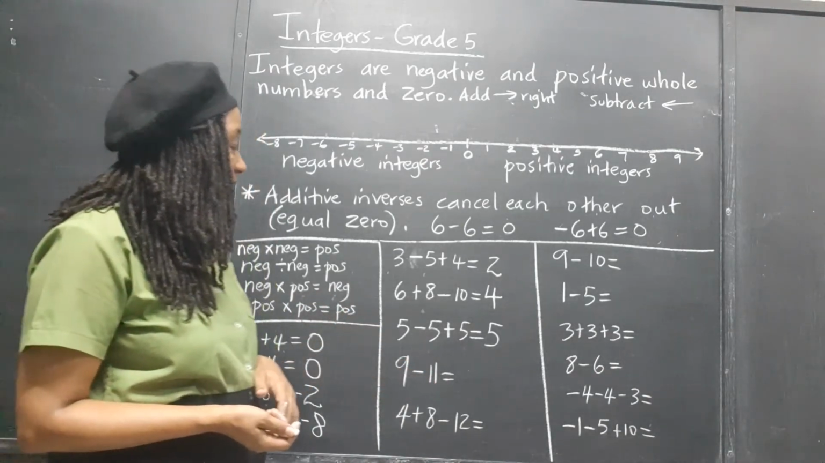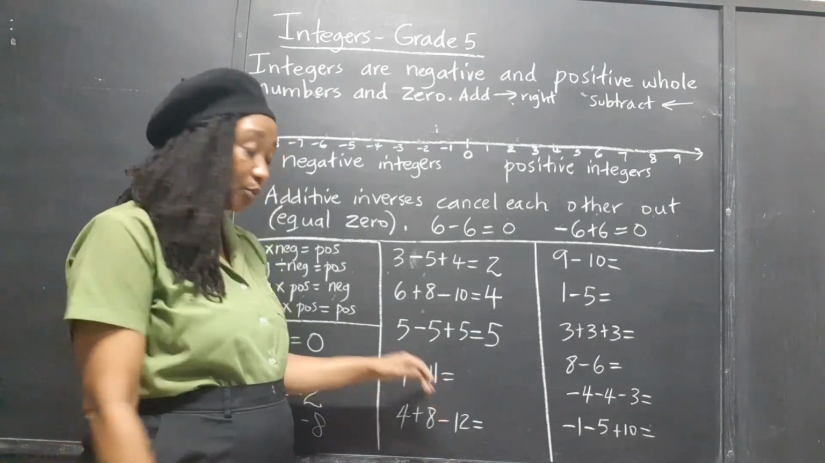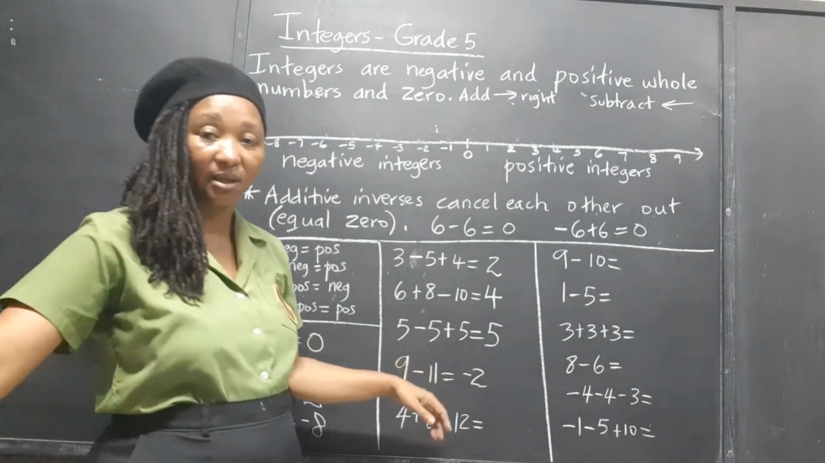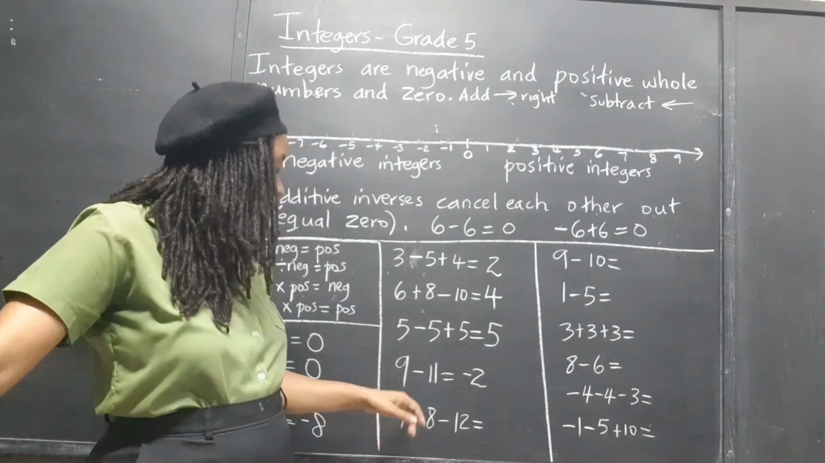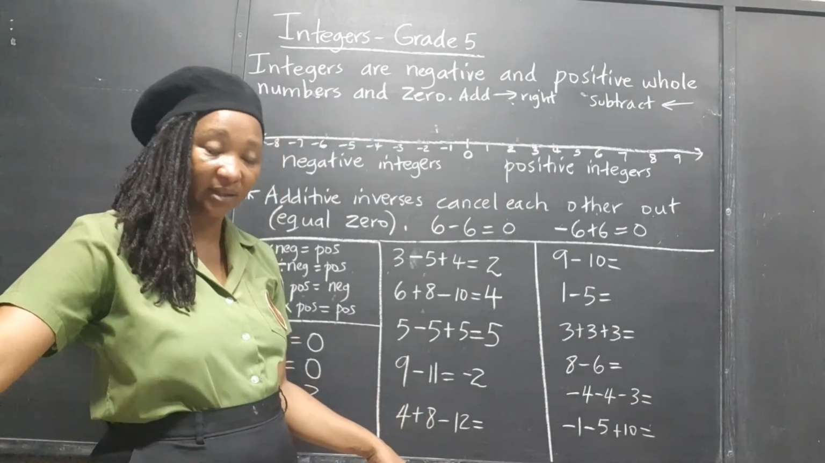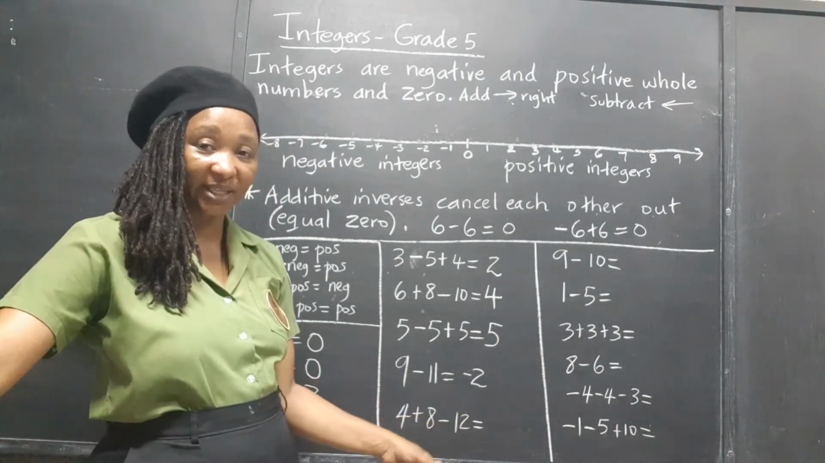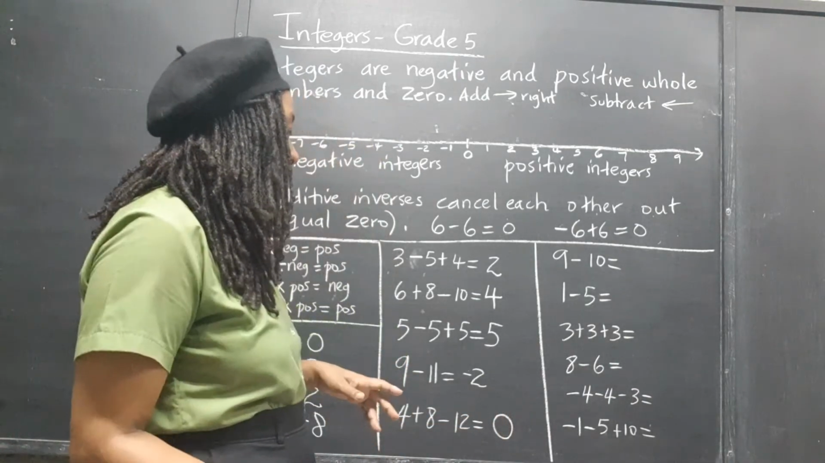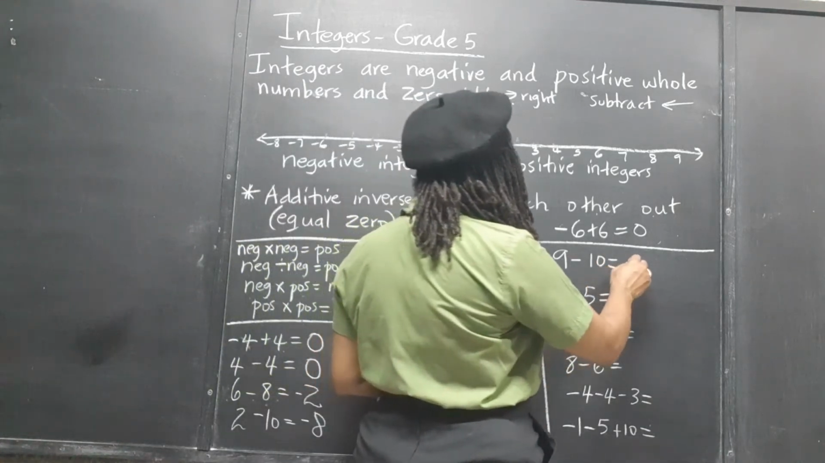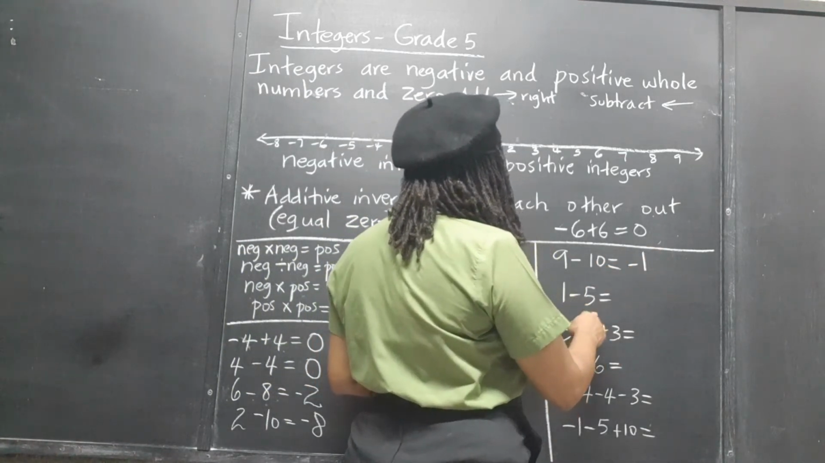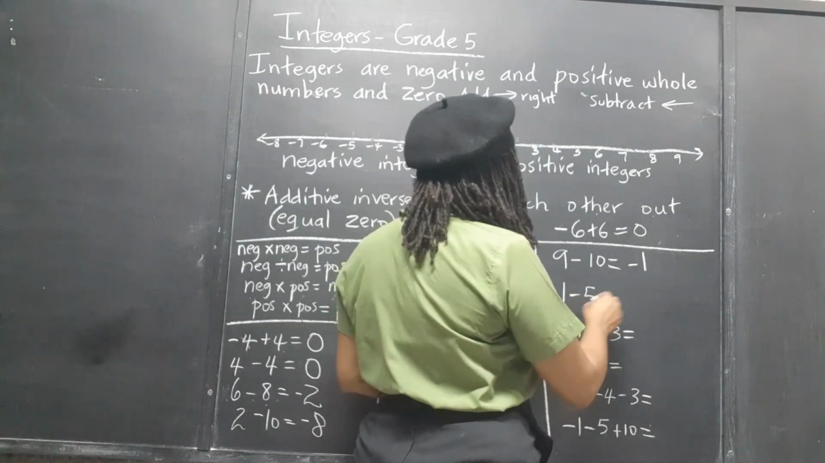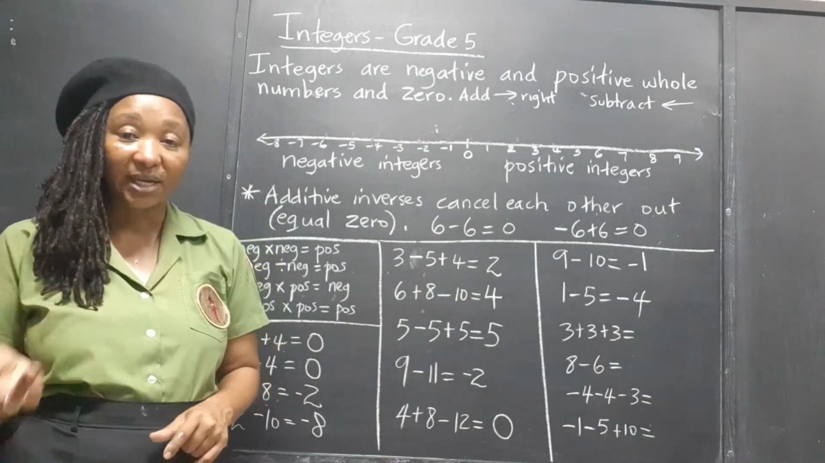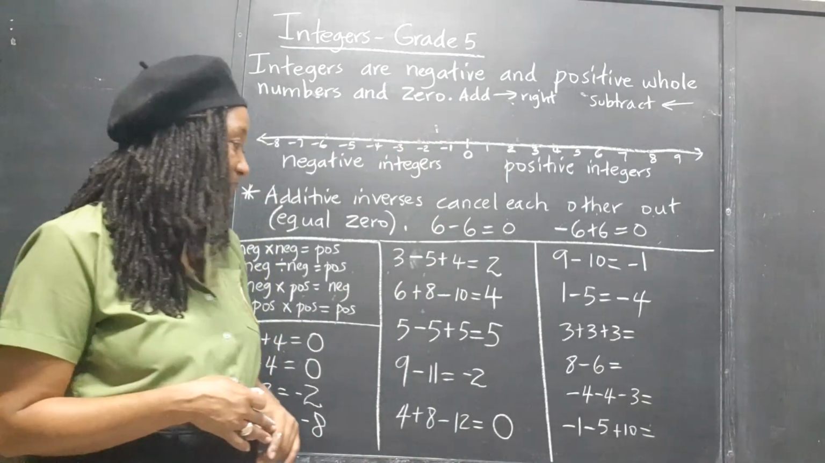9 take away 11, so 9 from 11 is 2, so that's negative 2. Remember we said we can just subtract and make the answer negative. 4 plus 8 is 12, minus 12, that's additive inverses, so we're going to get 0. 9 take away 10, so 9 from 10 is 1, so that's negative 1. 1 take away 5, 1 from 5 is 4, so it's negative 4. Once you're taking a bigger from a smaller, just subtract the small from the big and make the answer negative.